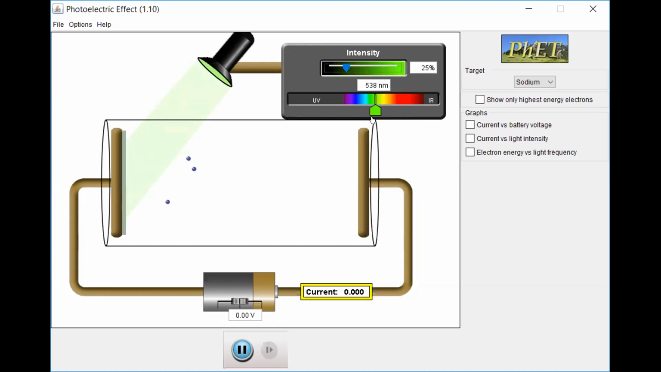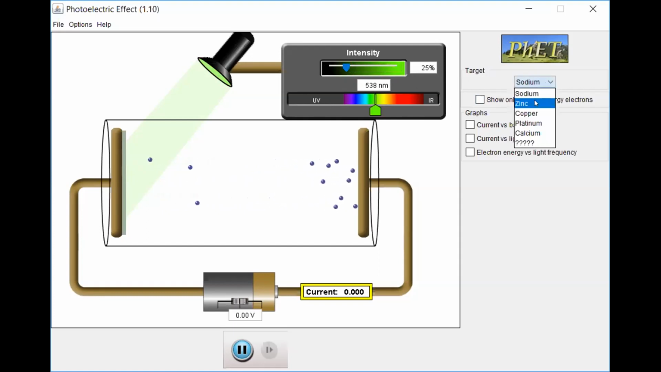The frequency at which the electrons start to be ejected is called the threshold frequency. Now, the threshold frequency for a given metal is different. For sodium, we have a threshold right around 540 nanometers. And you can play with this. It's not a particularly exact measurement of the wavelength of the light.